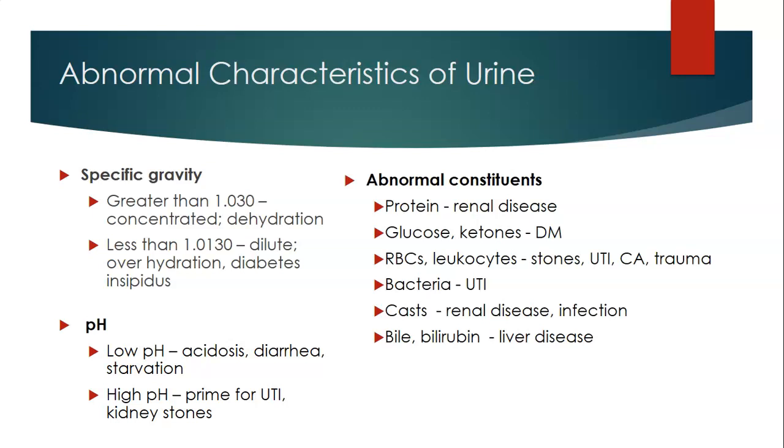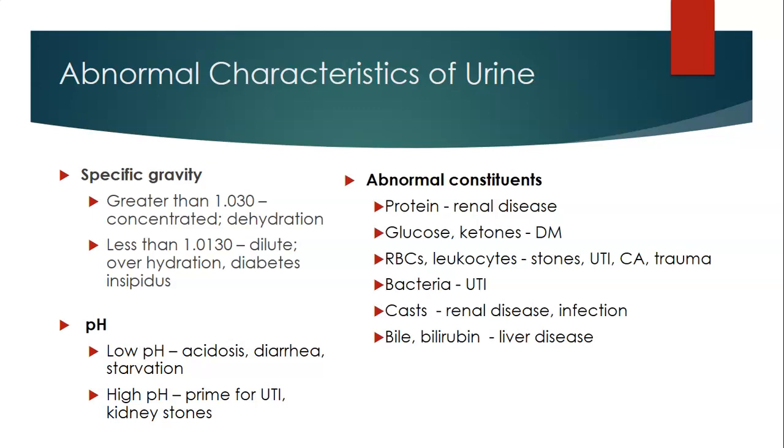So here are some abnormal things that you might see in urine. Protein, again, indicates some sort of renal disease. Glucose or ketones could indicate diabetes. Red blood cells and leukocytes could indicate stones, a urinary tract infection, or be related to some forms of cancer and trauma.